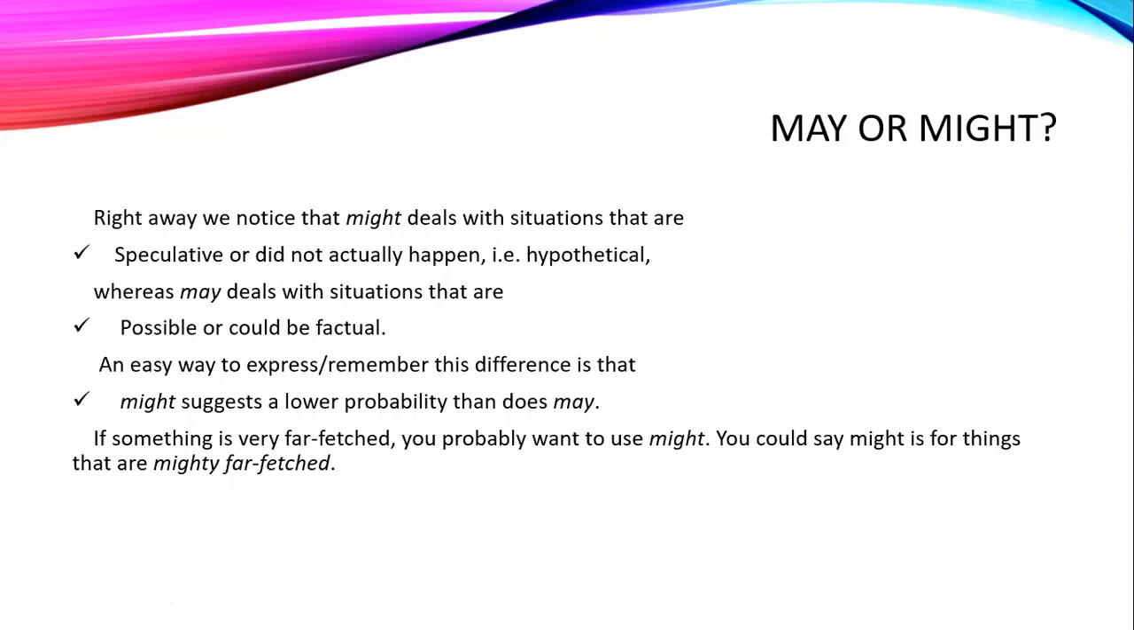Right away you notice that might deals with situations that are speculative or did not actually happen. That is hypothetical. Whereas may deals with situations that are possible or could be factual. An easy way to express or remember this difference is that might suggests a lower possibility than does may. If something is far-fetched, you probably want to use might. You could say might is for things that are mighty far-fetched.